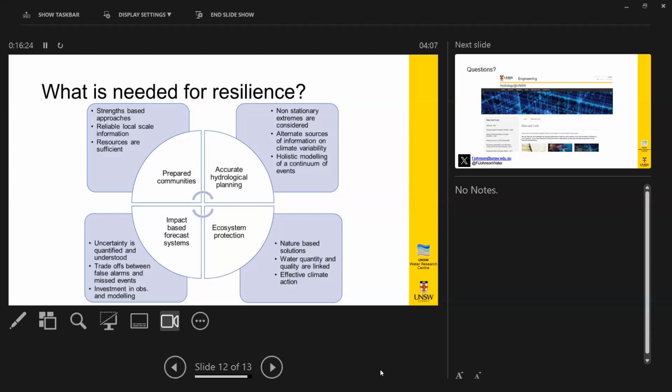We need to have a paradigm of hydrologic planning that includes non-stationary extremes, that incorporates alternative sources of information to really ensure that we've got information on climate variability. And that we're not just designing for flood standard, the one in 100-day RI, but that we're thinking about a continuum of events. I think we need to think about the ecosystem and the catchments more holistically.